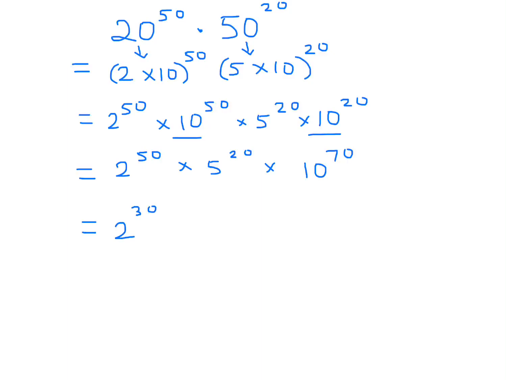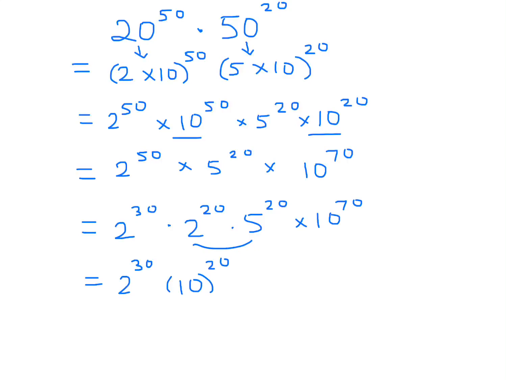You can bring this 2 over here to match the exponent on the 5, like that. And when you do that, this becomes a 10. 2 times 5 is 10, and it's all to the power of 20. You can do that when the exponents are the same. Well, that's good because now this further lets you create more tens. This now becomes 90. And this is essentially 2 to the power of 30 times 10 to the 90.